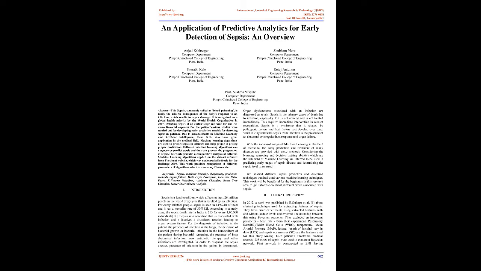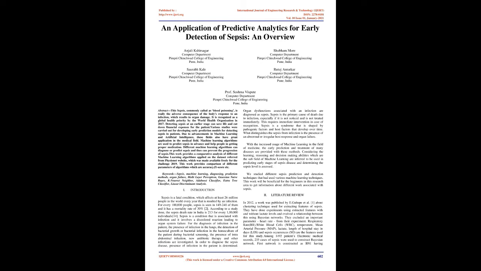With the increased usage of machine learning in the field of medicine, the early prediction and treatment of many diseases are provided with these methods. Considering the learning, reasoning, and decision-making abilities of machine learning, it can be used in predicting early stages of sepsis and assessing the sepsis level. We studied different sepsis prediction and detection techniques that had used various machine learning techniques. This work will be beneficial for beginners in this research area to get information about different work associated with sepsis.